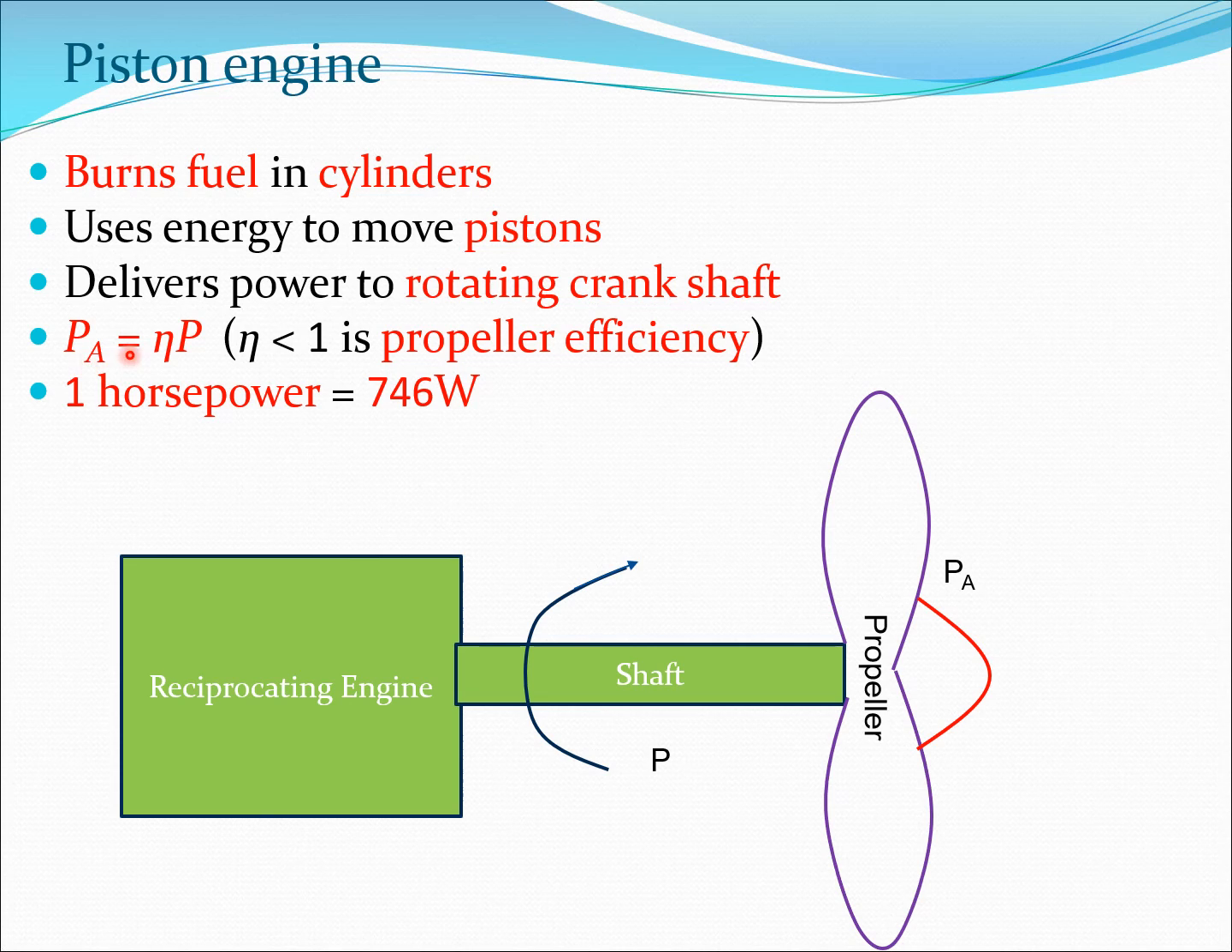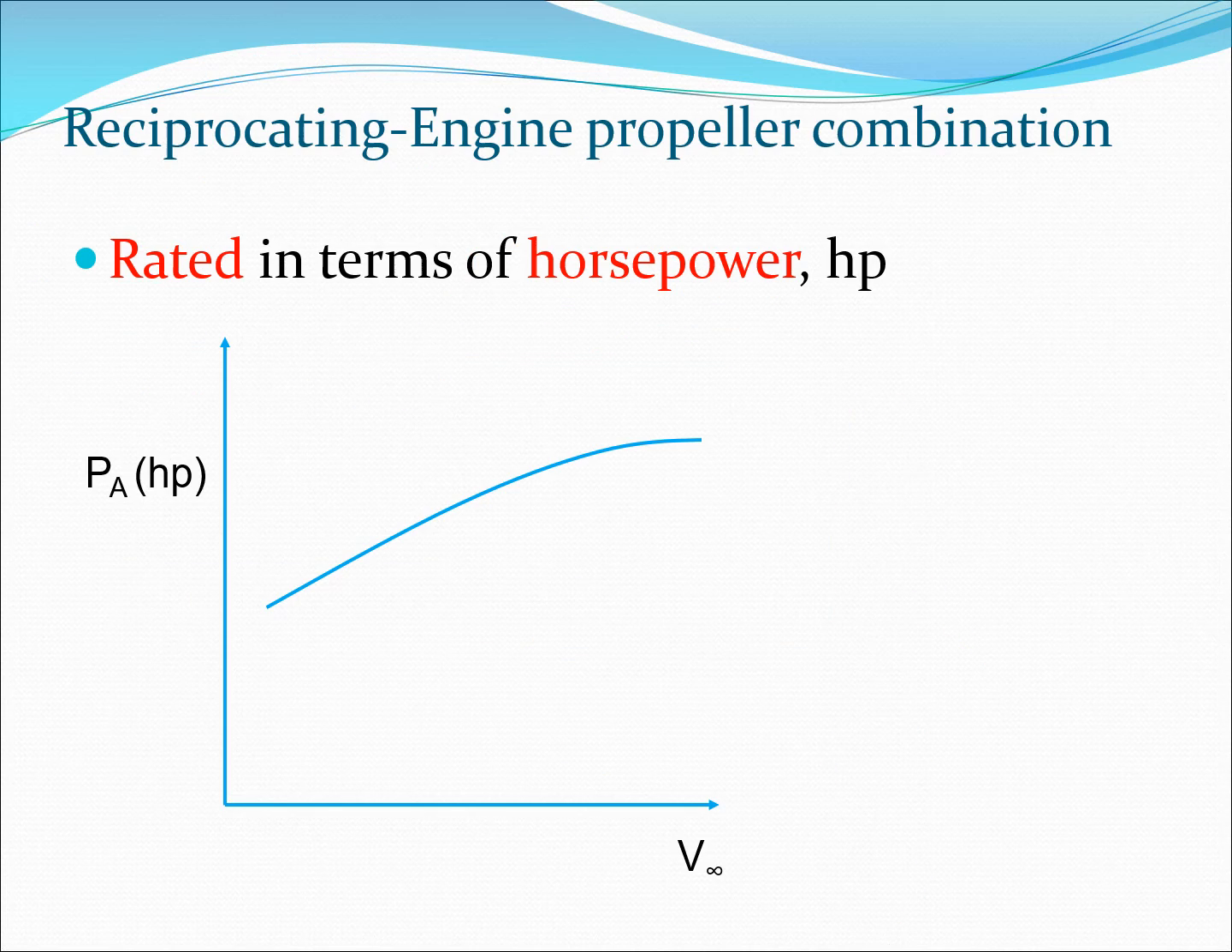Now the available power PA is equal to eta into P, where eta, some number less than 1, is the efficiency of the propeller. Typically, for the rating of piston engines, or in fact propeller-based aircraft, you often deal with horsepower. Do remember that 1 horsepower equals 746 watts.